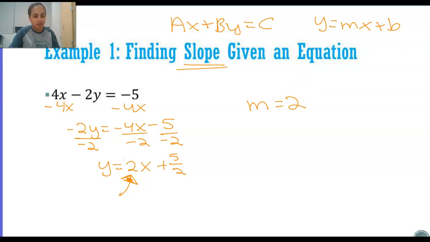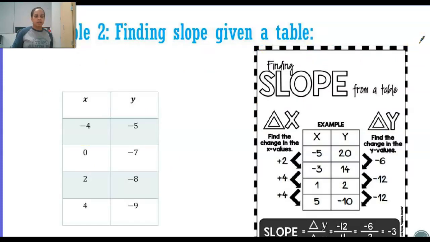All right, moving on to the next one. What we're going to do is find the slope given a table. So if you look at this example here, to find the slope given a table, find your change in the y value. So I notice I'm changing by 6 here, but by 12 and by 12. And the reason I only changed by 6 is because on the x side I only changed by 2, and I changed by 4 and by 4.